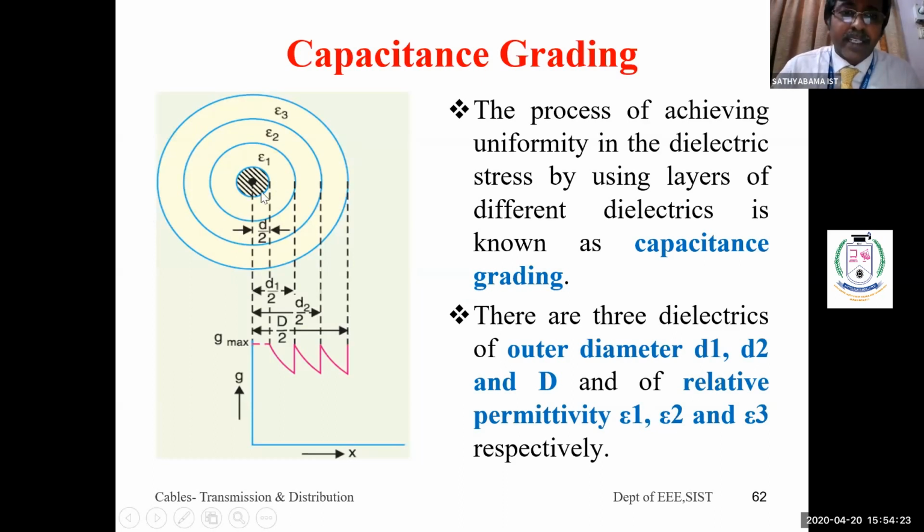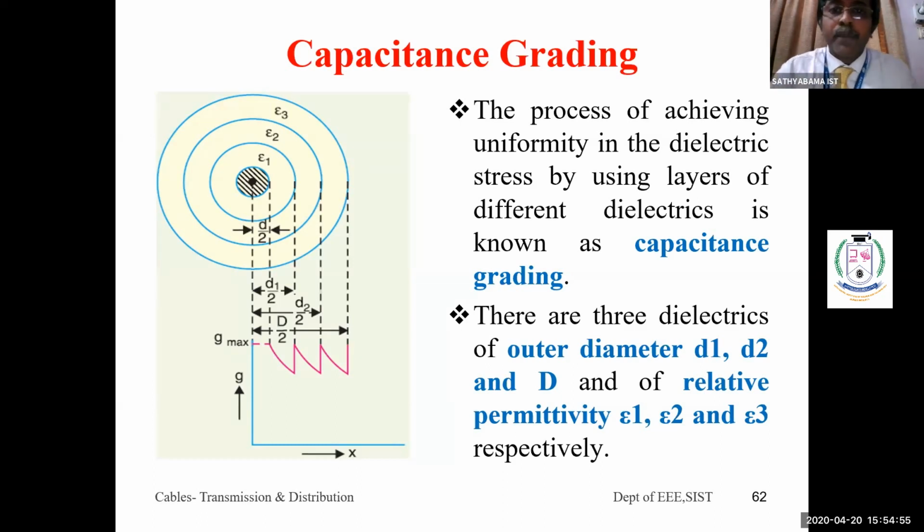And the innermost circle is your conductor, so its distance is small d by 2. From the inner to epsilon 1, your distance is d1 by 2. From the inner to the second layer, epsilon 2, your distance is small d2 divided by 2. And from the inner to your outermost sheath, your distance is capital D by 2. Normally in insulation resistance and dielectric stress, we saw only 2 layers, but here we have 3 different types of layers.